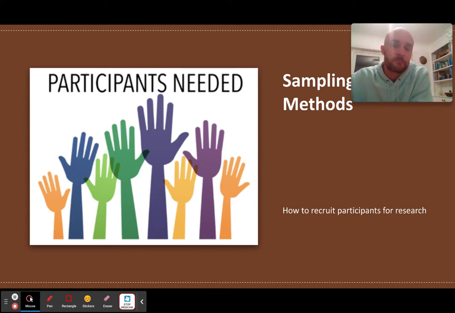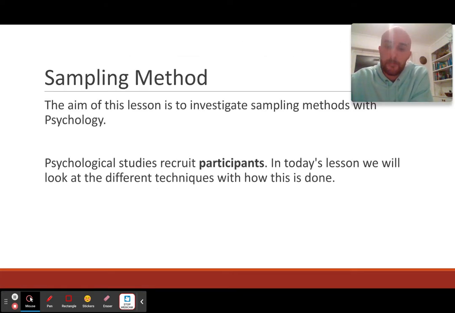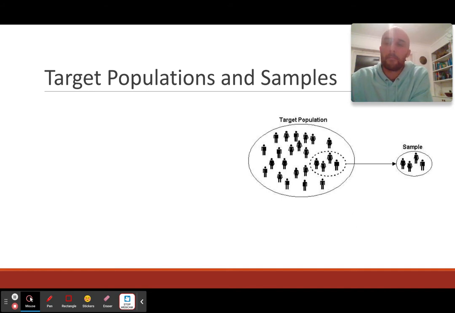So there are 5 ways that you need to know about how researchers recruit their participants. And we're going to be looking at the different ways of how they do that. Now, before we do that, you kind of need to know a little bit about samples and populations and a little bit about these terms that are going to be thrown around.